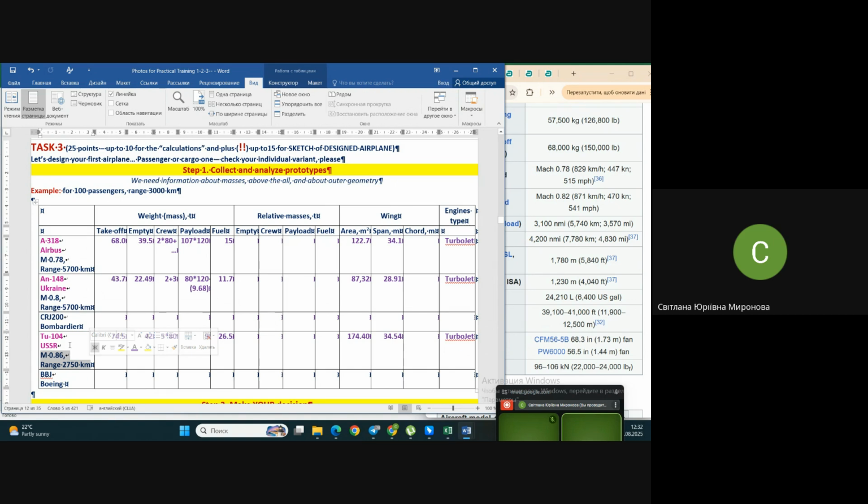Also, please be attentive what system of units you use. I insist on metric system of units, on international system, no pounds or yards or something like this, please, or foots. Give everything in normal metric system: kilograms, tons, meters, and so on.